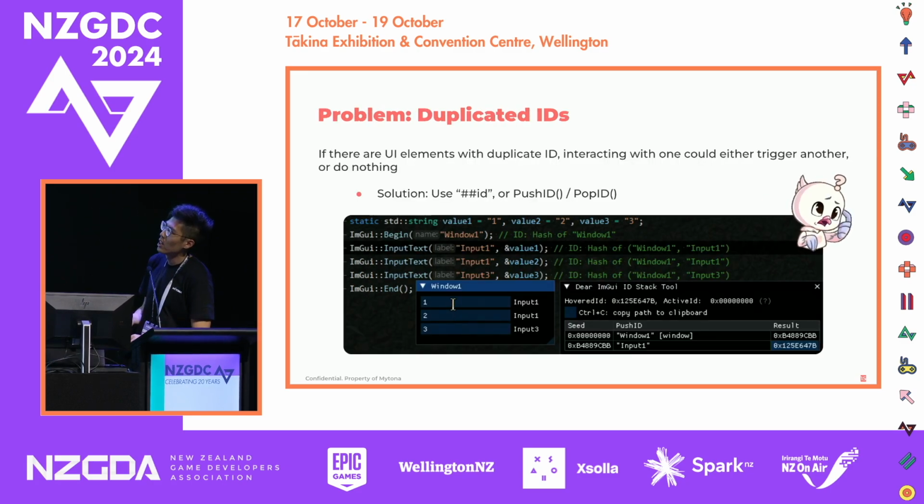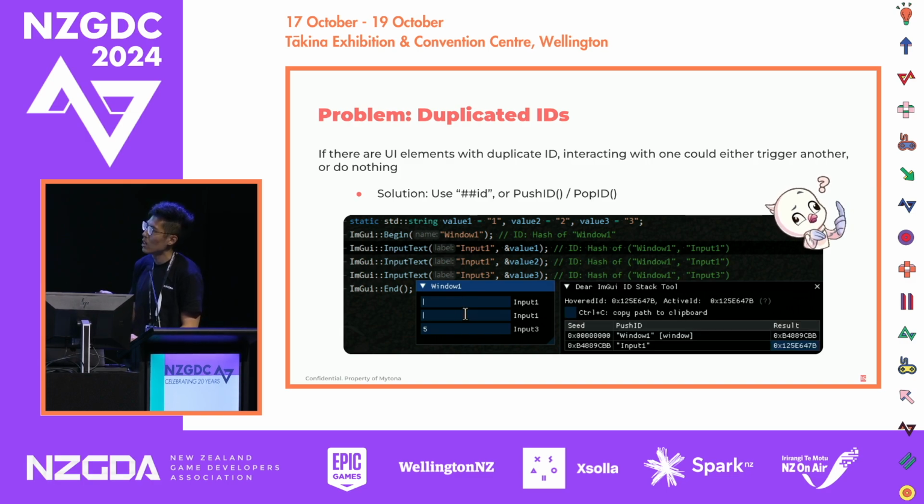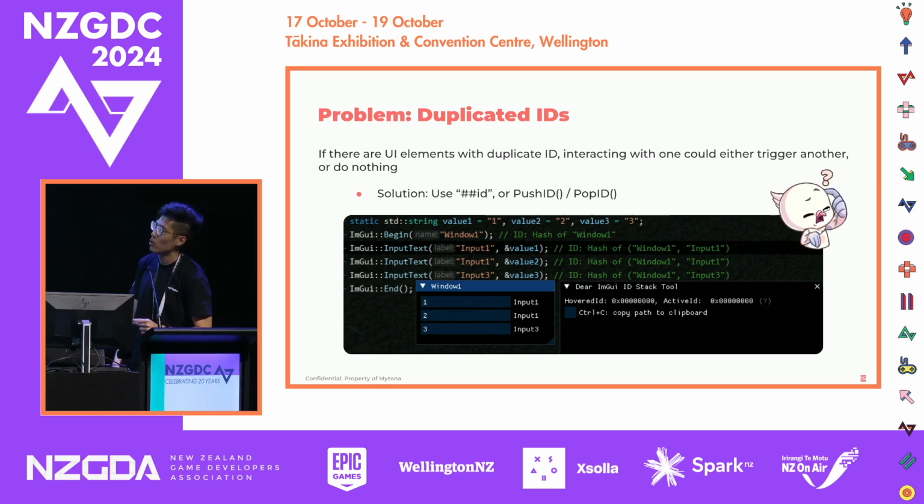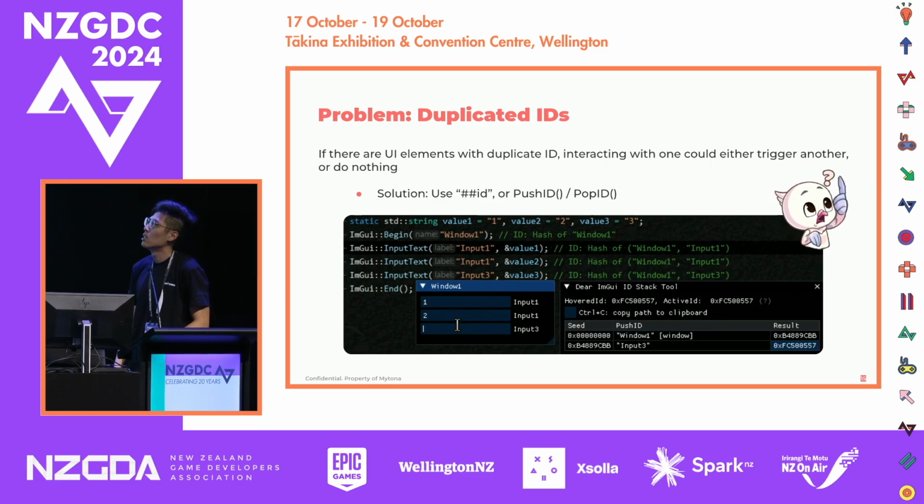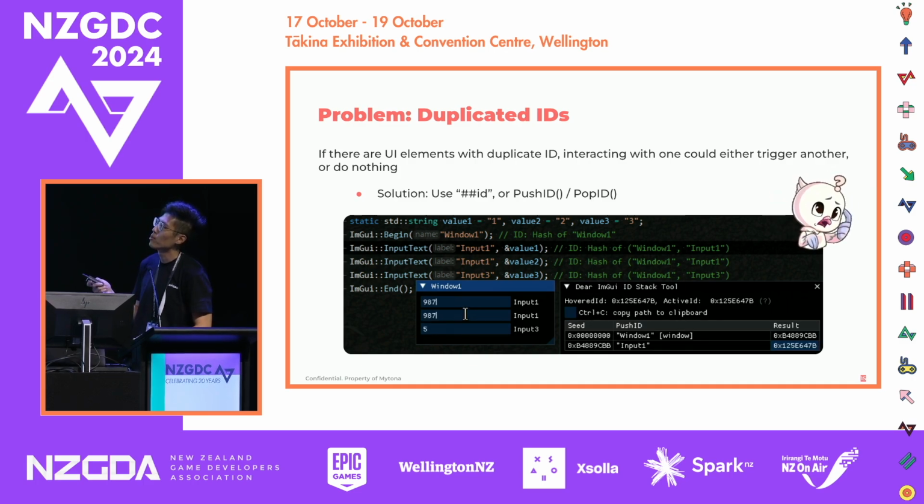And some problems that you might encounter if you did the ID assignment wrong. First one, duplicate IDs. Here we can see 2 lines of code. They both have Input 1, but they're trying to assign different values, value 1 and value 2. Due to the conflict with the ID, they will have some weird behaviors. Like when you edit one input text, it will change the other one, which is not what we want. To fix this, you can use 2 hashes, or you can wrap one of the widgets with the push pop ID pair.